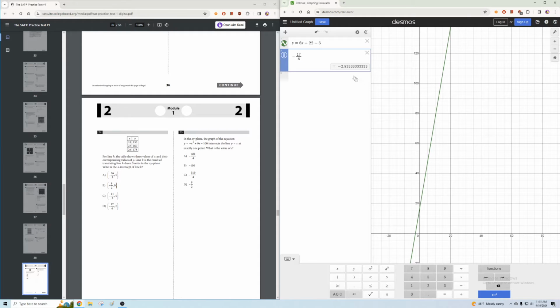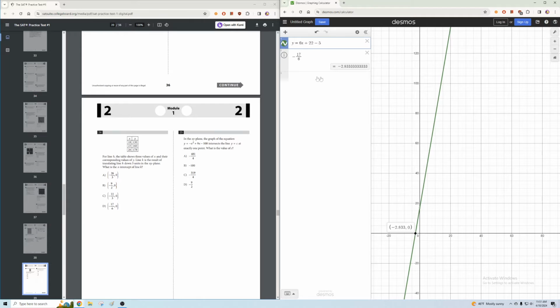And if I can type correctly, you can actually see by typing in that value, negative 2.8, 3. A lot of 3s there. Maybe an infinite number is the same value. Okay, so it looks like it's choice D.